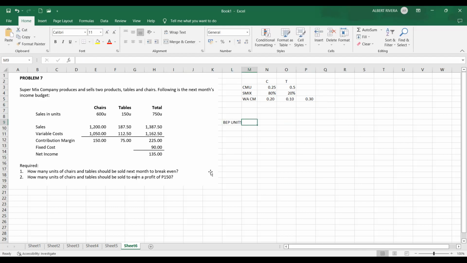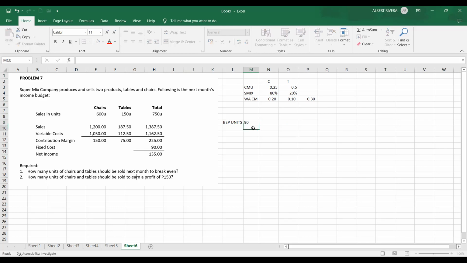So your fixed cost here is 90 divided by the weighted average contribution margin per unit. And this will give you the break-even point in units. But this 300 units refers to the combination of chairs and tables, while requirement number one only asks us to provide how many units of chairs and tables should be sold. In total, that should be 300.